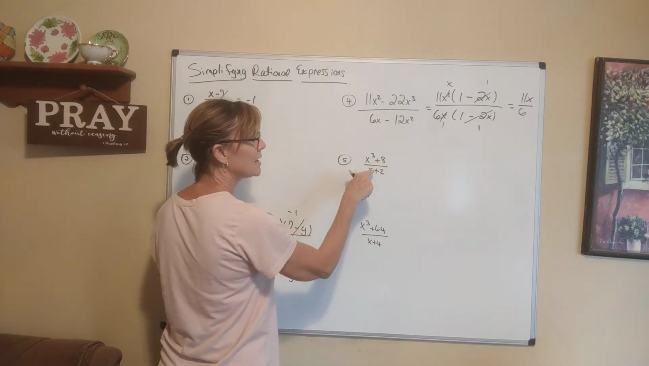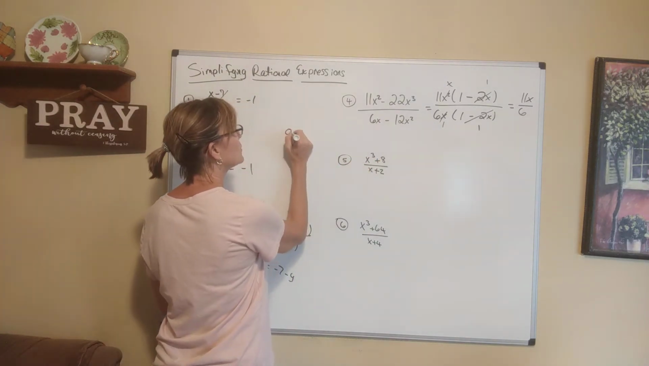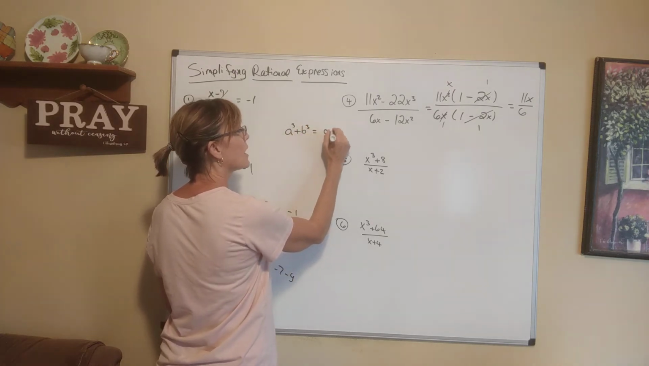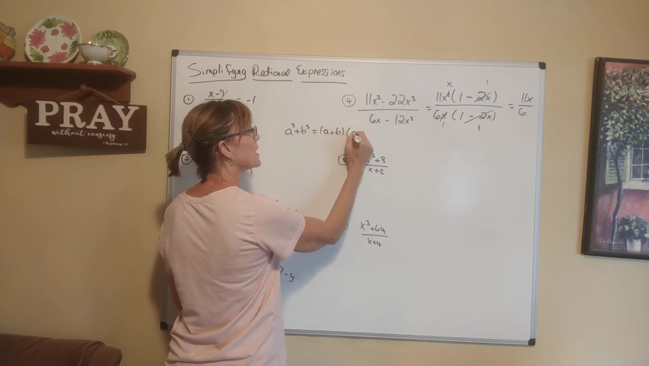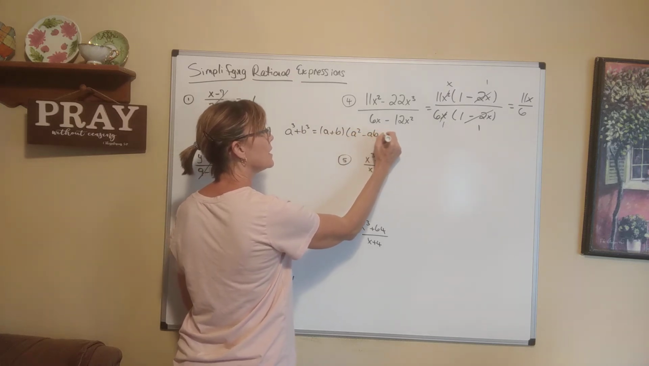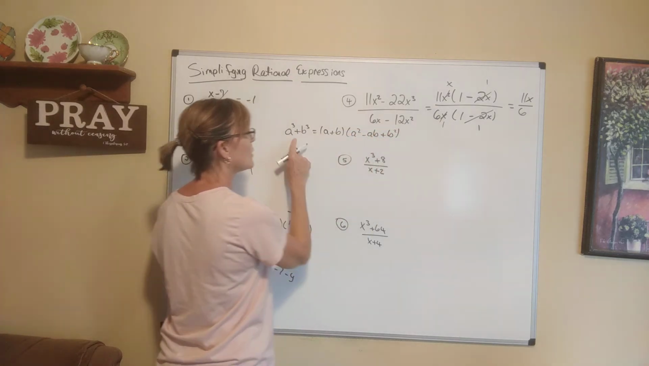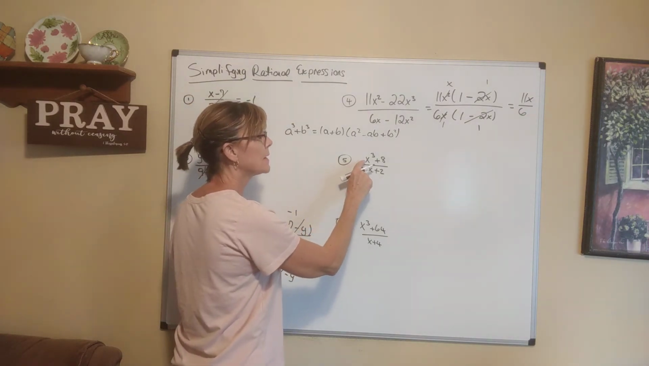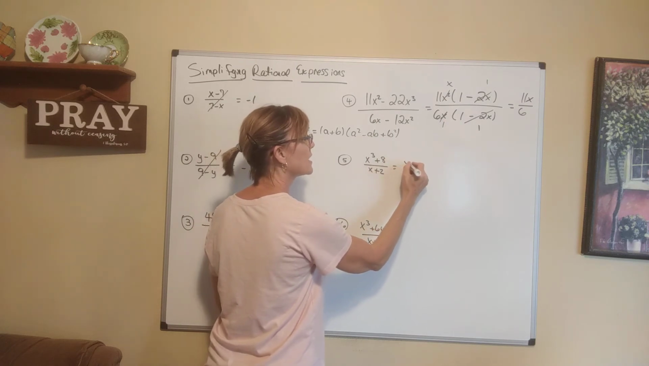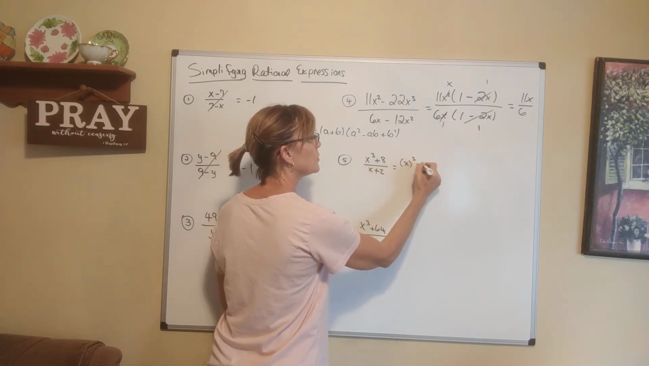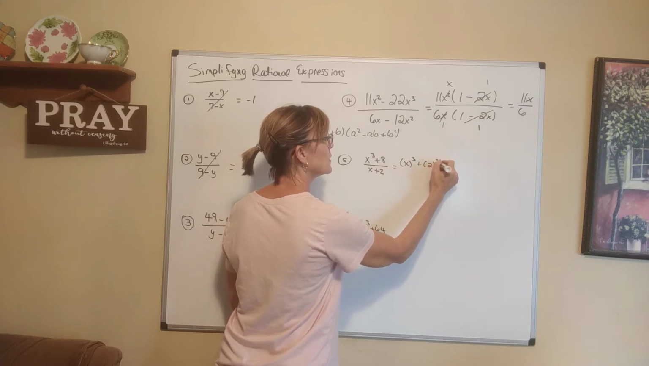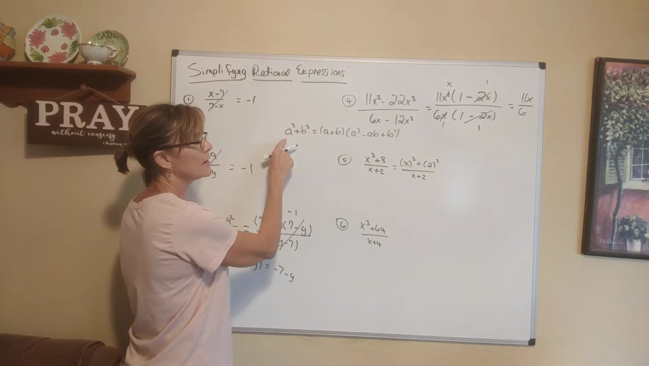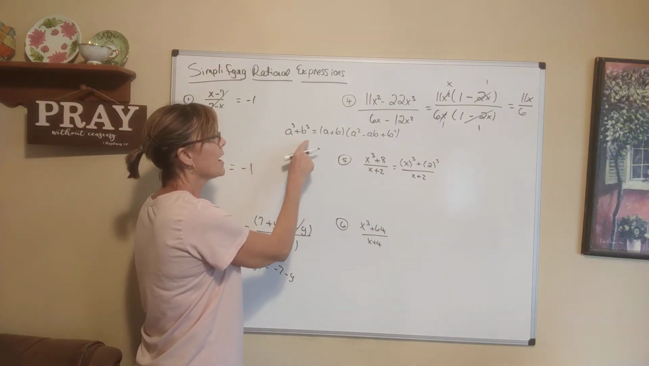X cubed plus 8 is a sum of cubes, if you remember this. A cubed plus b cubed factors into a plus b times a squared minus ab plus b squared. This is called the sum of cubes. You can think of this as x cubed plus 2 cubed over x plus 2. And then I can say, in this case, a would be x and b would be 2.